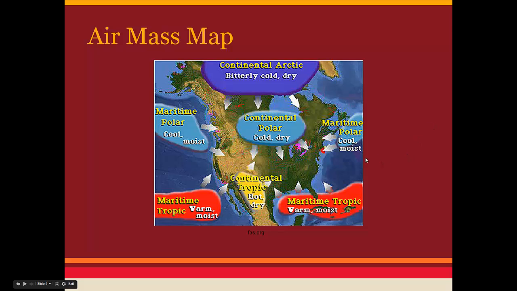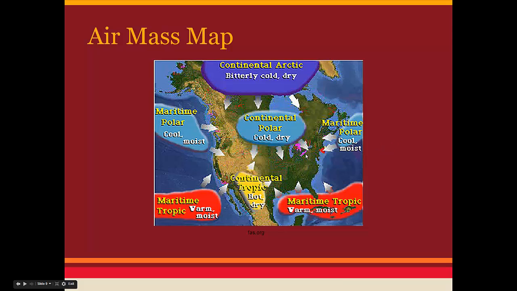So here's our map, and as you can see, we've got our continental polar, which forms in these northern areas over land, so it's cold and dry. We have the maritime polar, which is still in the north, but over the ocean, so it's got more moisture in it. Down here, we've got our continental tropic, which is hot and dry, and then the maritime tropic, which is warm and moist. And like I said, from the Gulf of Mexico and these southern parts of the Atlantic and Pacific Ocean.